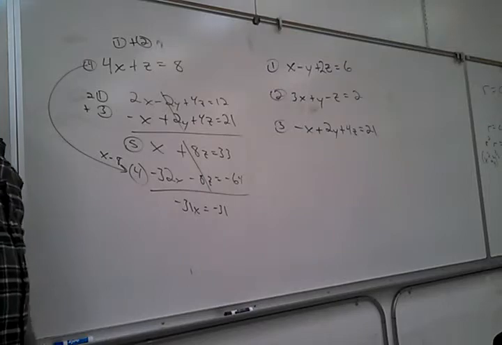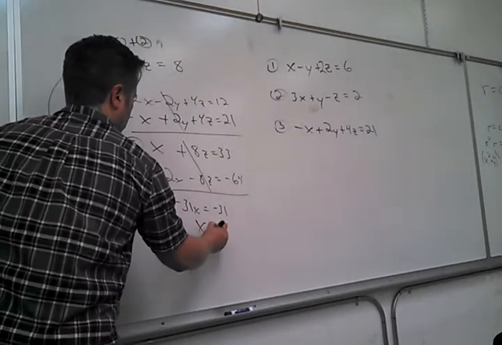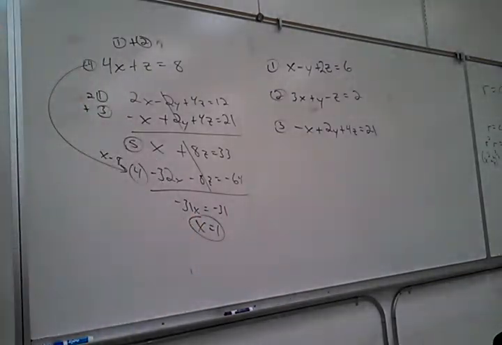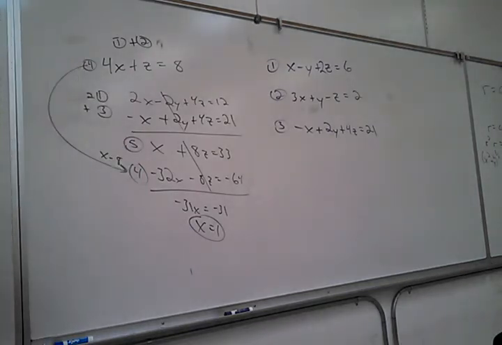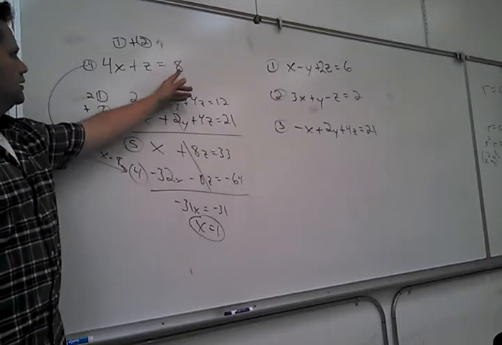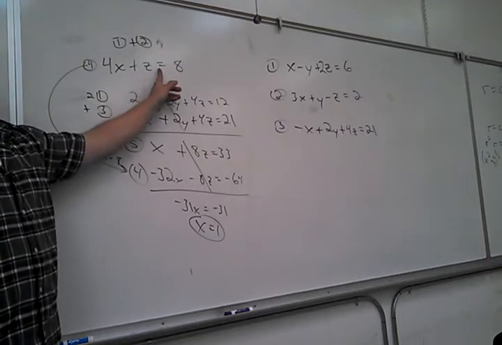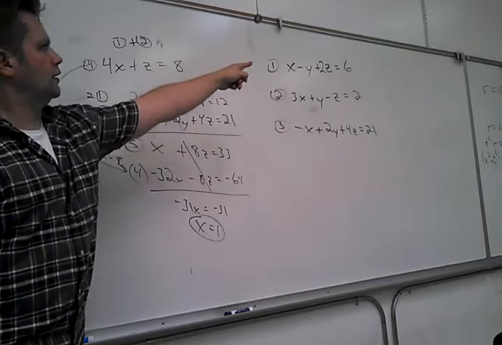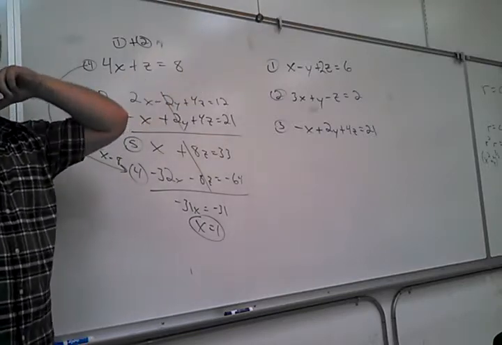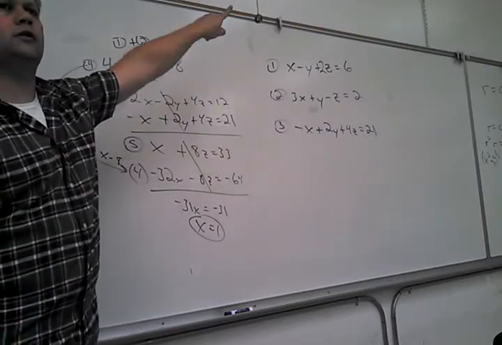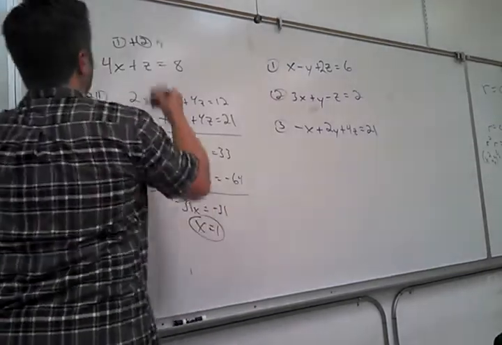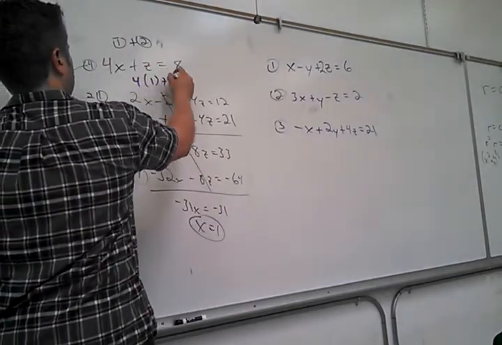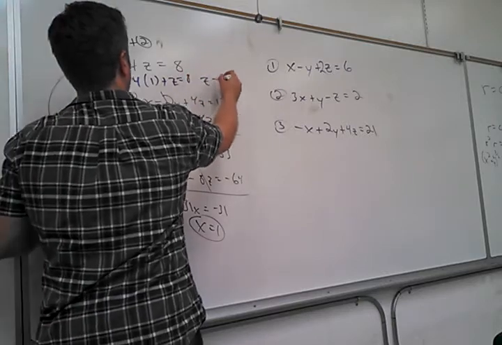That's nice. So x is 1. Now you take one step back. Now it's like dominoes. They start to fall back. You get 1, it falls back to here, you get the other one. You get 2, it falls back to there, you get the third guy. Dominoes, it falls back through what you did. So up here, I know x is 1. So 4 times 1 plus z equals 8. So z equals 4.